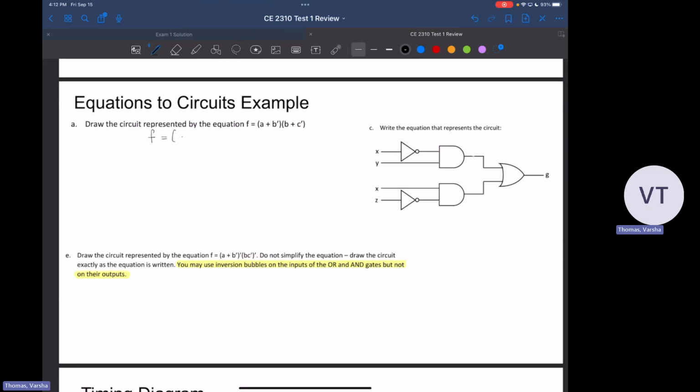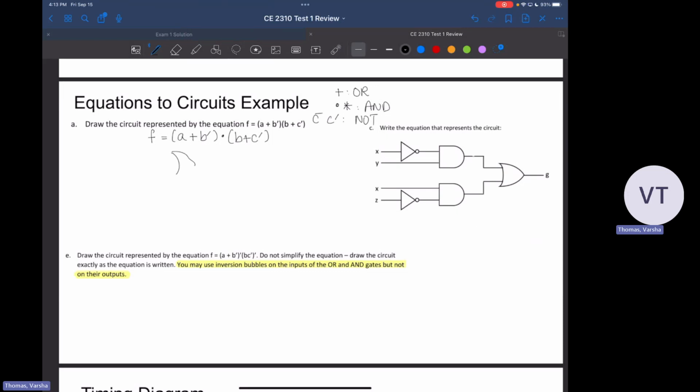F is equal to (A or B naught) and (B or C naught). As a refresher, the plus sign means you have an OR gate. If you have a multiplication symbol, that usually means it's an AND gate. And then the prime operator, or sometimes you'll see C bar or C prime, that's when you have a NOT. So for this equation, I have two OR gates.